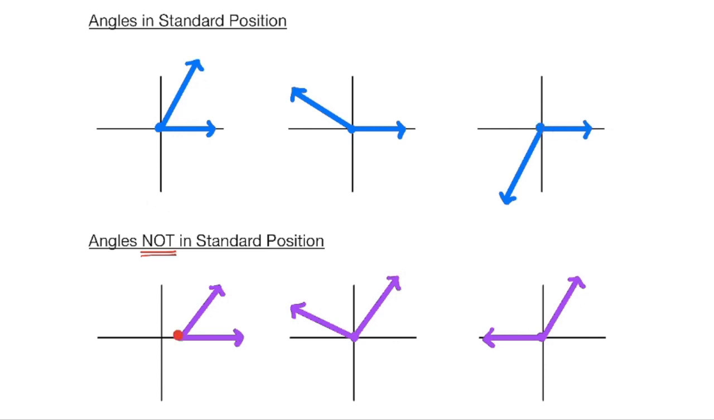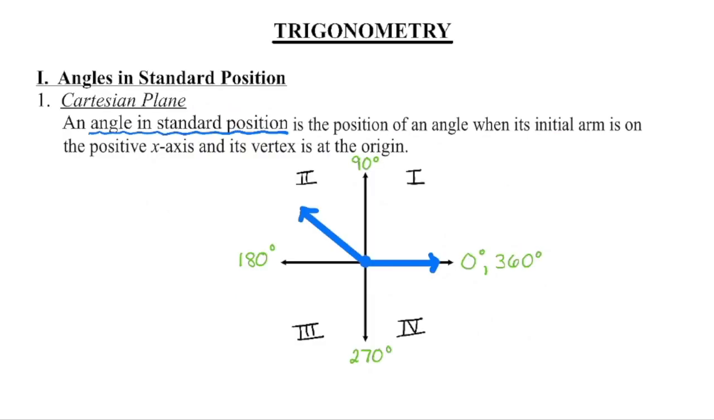Here, we do not have a vertex on the origin. Here, we do not have an arm on the positive x-axis, nor do we in this case. An angle in standard position, we're going to have the vertex of that angle at the origin. The ray that lies on the positive x-axis is what we call the initial arm, and in this course, we're going to rotate this other arm counterclockwise.